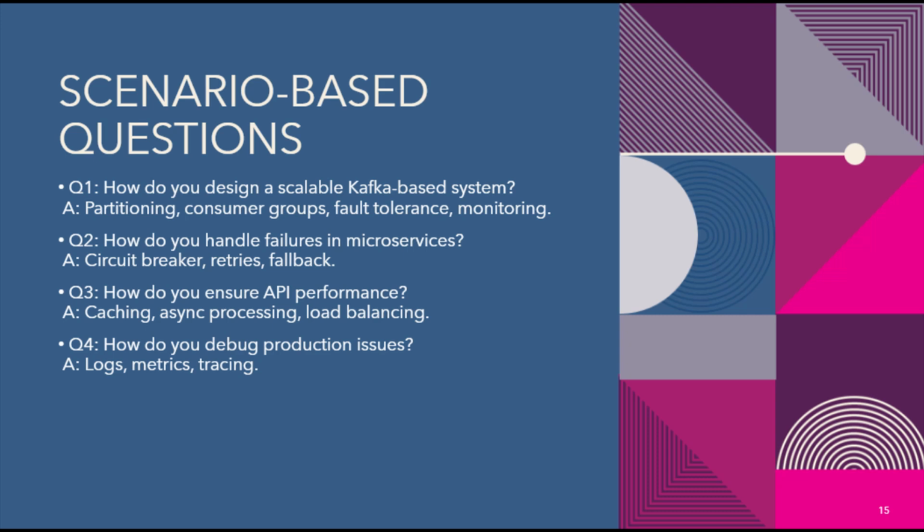For API performance optimization, I would mention caching, asynchronous processing, pagination, query optimization, and load balancing. For debugging production issues, I would focus on logs, metrics, distributed tracing, dashboards, and root cause analysis. Scenario-based answers should always be practical and structured.